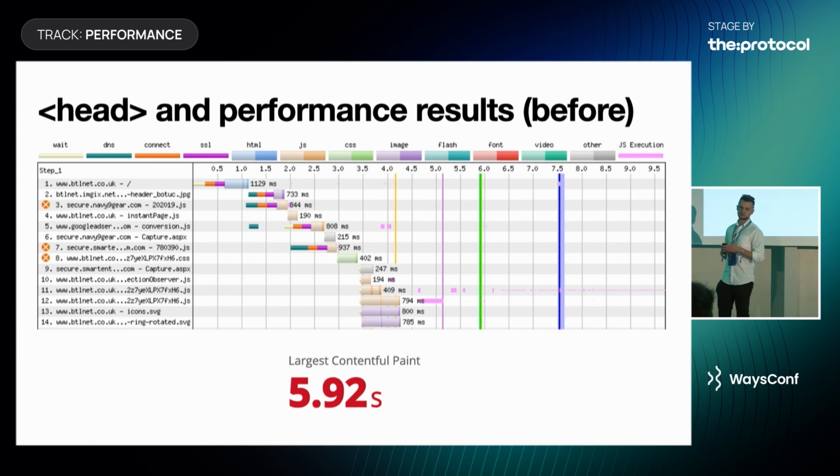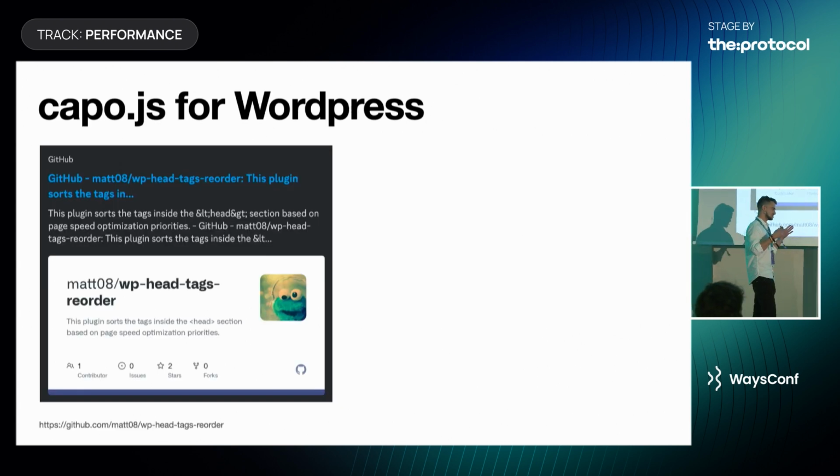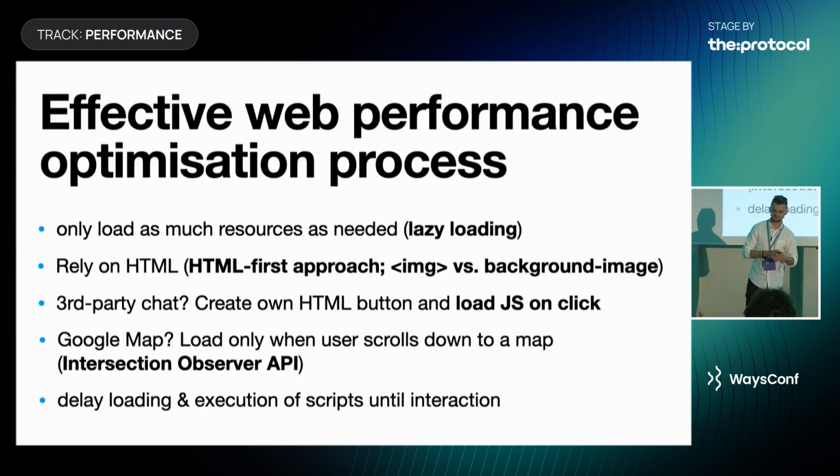Here's an example of a website before the capo.js help, let's say, and the largest contentful paint here is almost 6 seconds. And only after reordering the CSS and the JavaScript, we may achieve this kind of result. Next thing, if you got a WordPress project, for example, you can install that as a plugin. So basically, it does everything automatically, magically. You do not have to worry about anything. It automatically reorders all the scripts and CSS on the fly, and that's it.